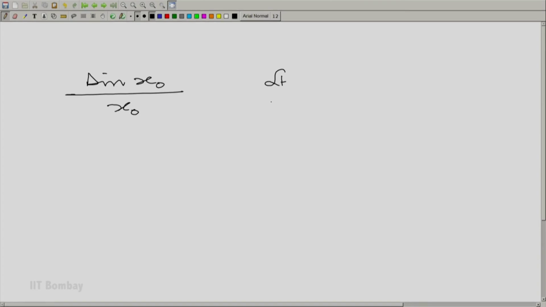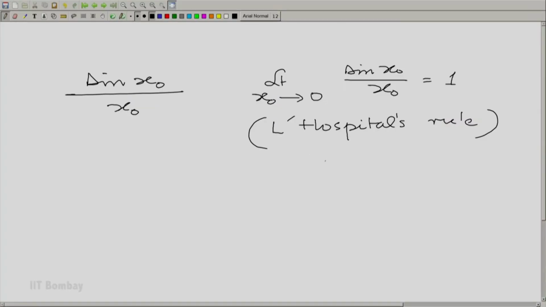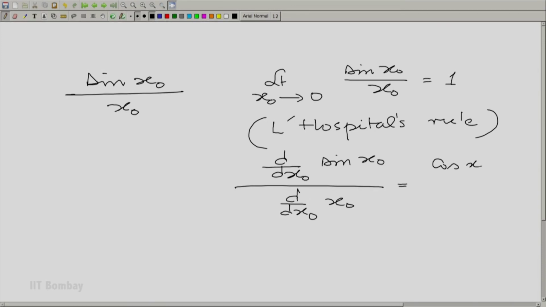This one of course is undefined at x0 equal to 0, but you can take a limit as x0 tends to 0 of sin x0 by x0 can be shown to be 1. There are different ways of proving this. One can use L'Hopital's rule, or one could do it by any other way one finds convenient. You could take the derivative of the numerator and denominator and evaluate the derivative divided by derivative at the same point, x equal to 0. So, if you took the derivative with respect to x0, it is cos x0 divided by 1, and substituting x0 equal to 0 gives 1 by 1.